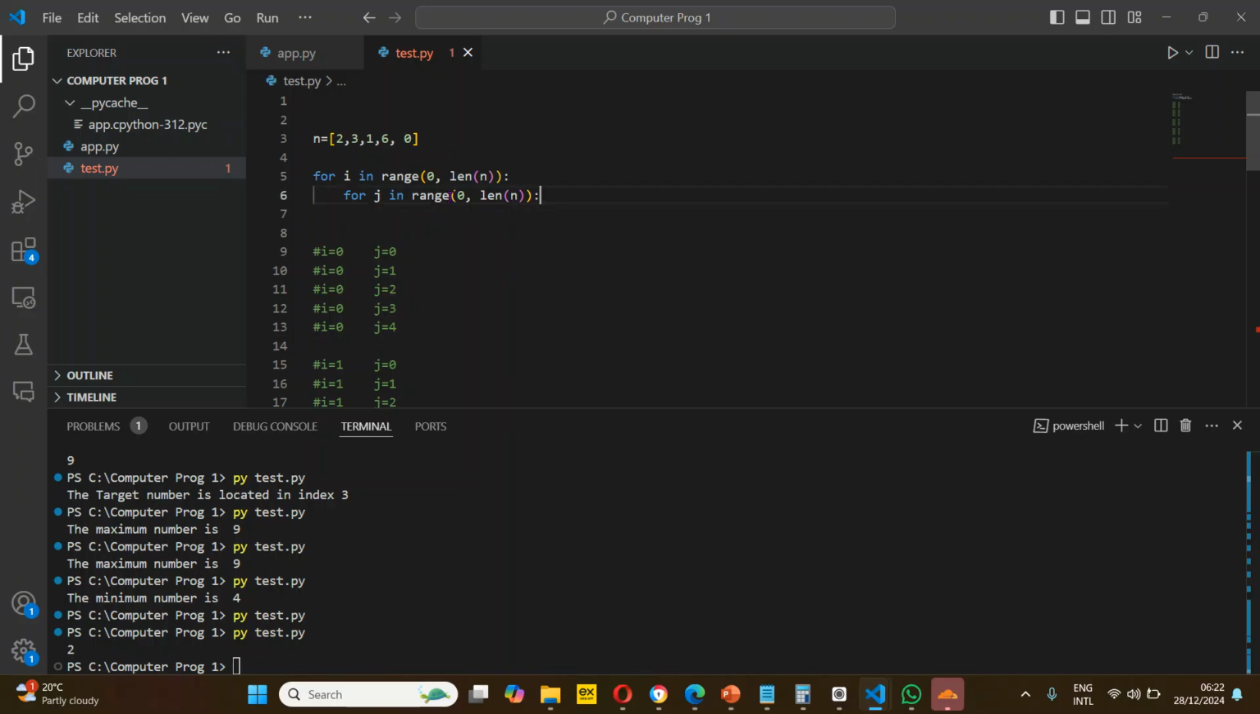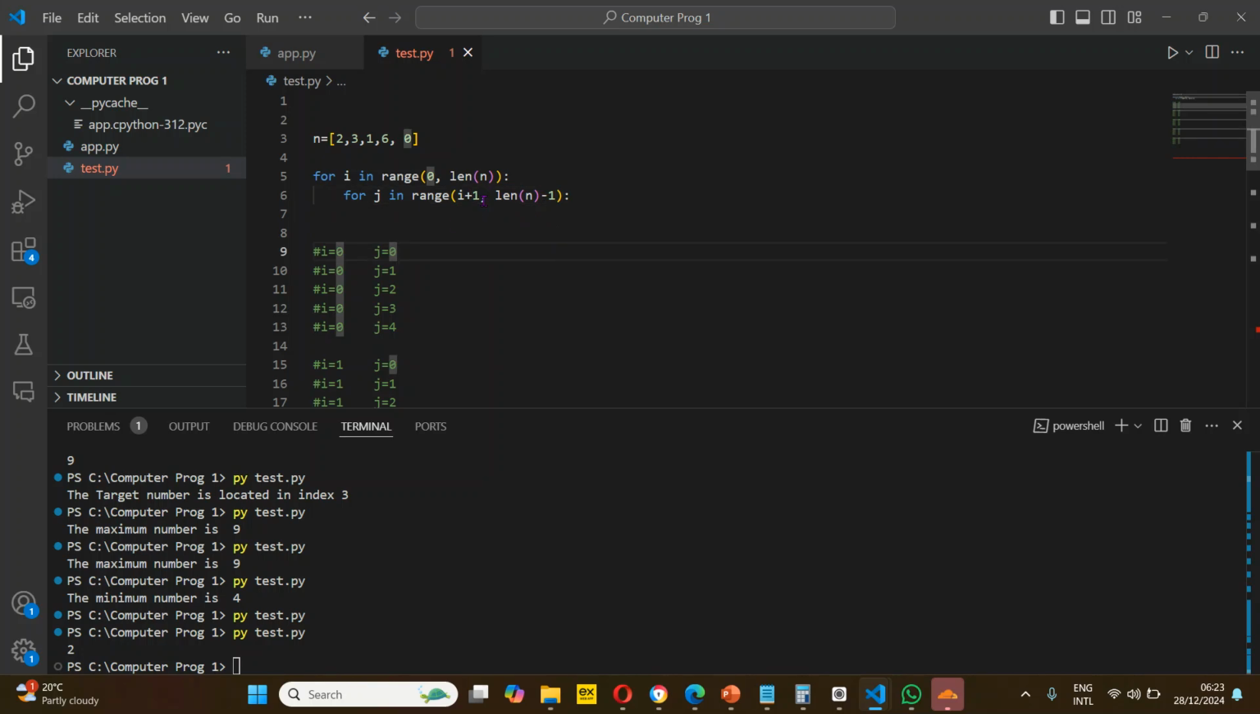Now, let's do something. What if I say j should start from i plus 1, then go down to the length of n minus 1? What if I say this? What happens? With the iterations, you go 25 times.